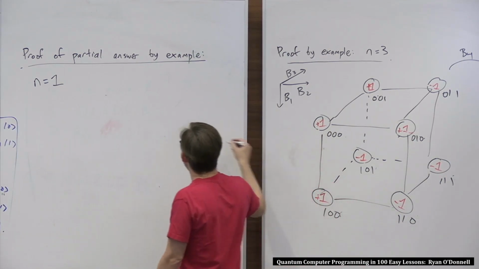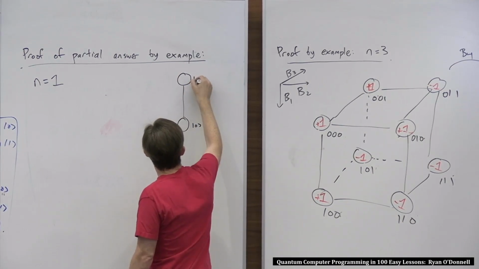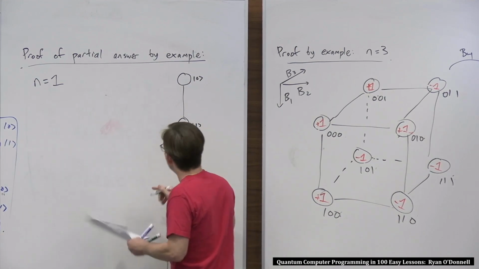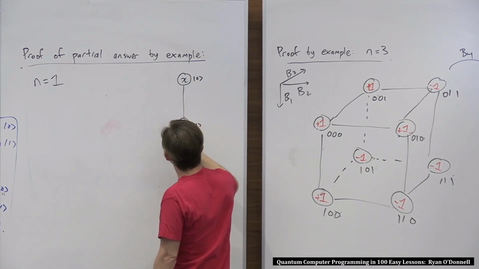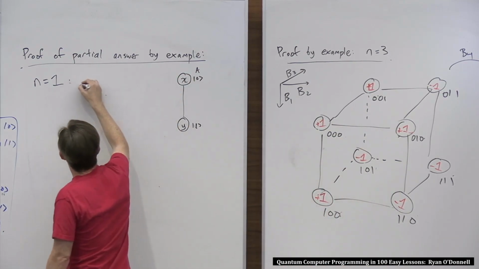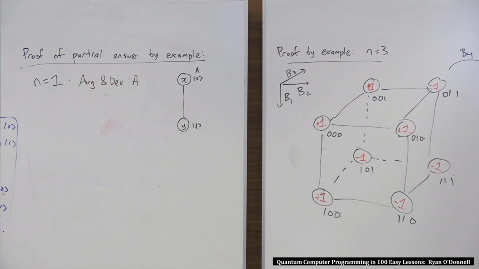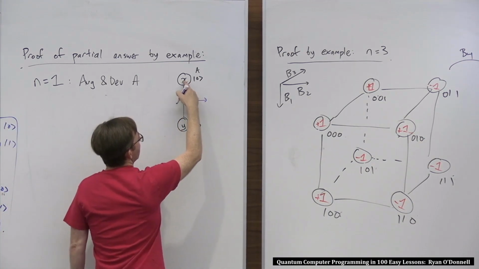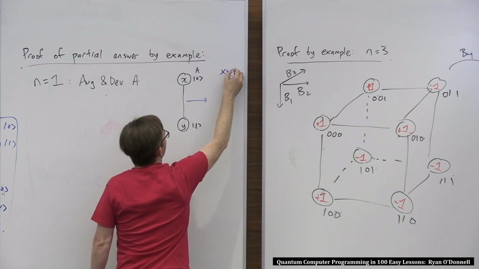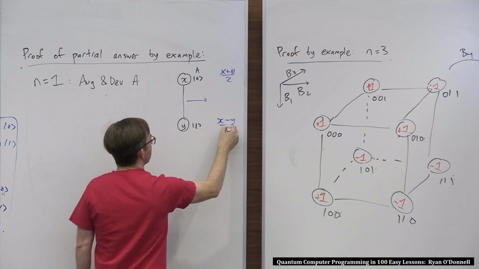If you were to draw this picture, the whole picture would just look like this. This is 0. This is 1. You have some amplitude x here, and some amplitude y here. Maybe this qubit is A, and you do average and deviation on A. Well, what happens? By definition, this thing gets the average, x plus y over 2. And this thing gets the deviation of these two things from the average, which is x minus y over 2.